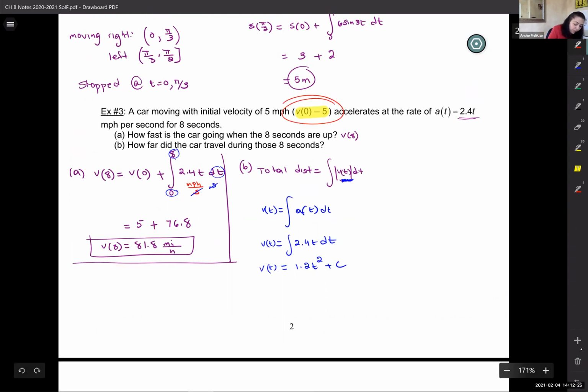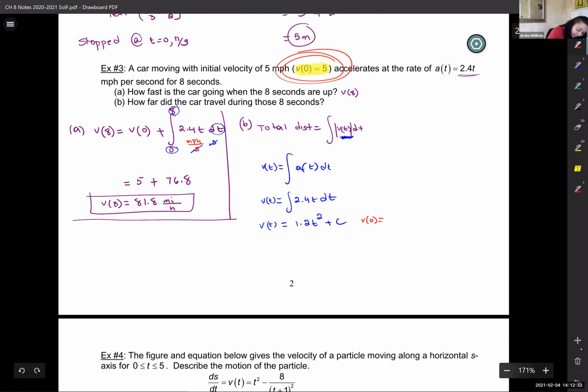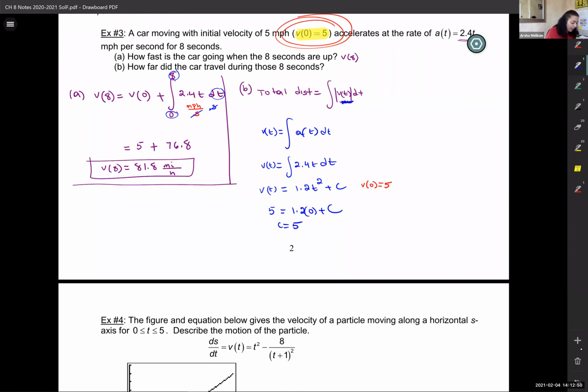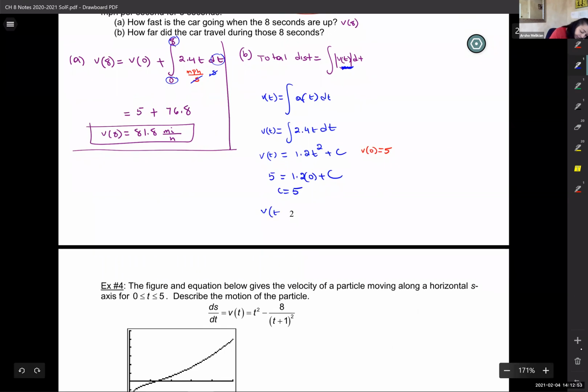Matthew, don't lose hope. 'Cause look, we've got an initial condition. V of 0 is 5. So I say the velocity is 5 when t is 0. So c is 5. So then what's v of t now? It's 1.2 t squared plus 5.